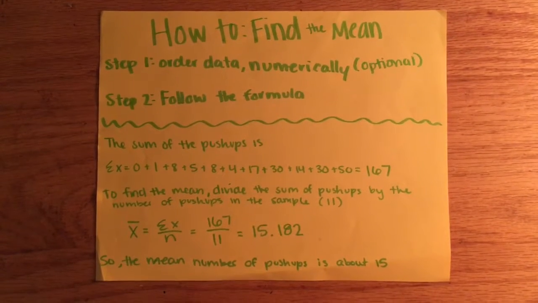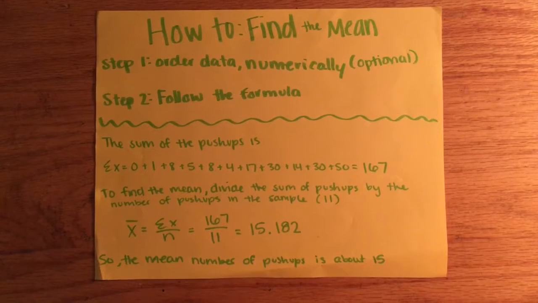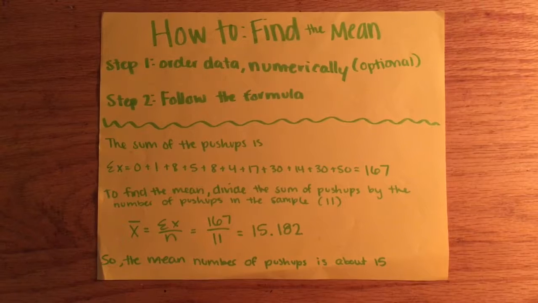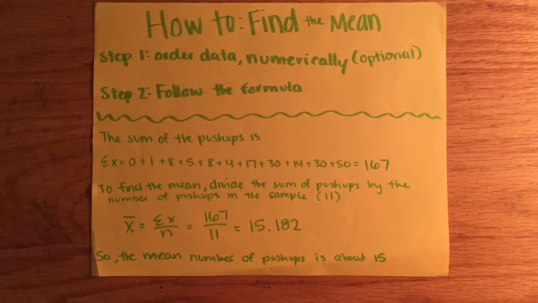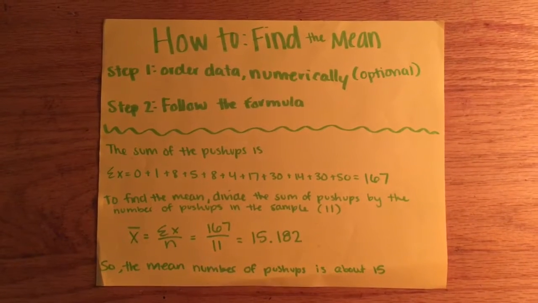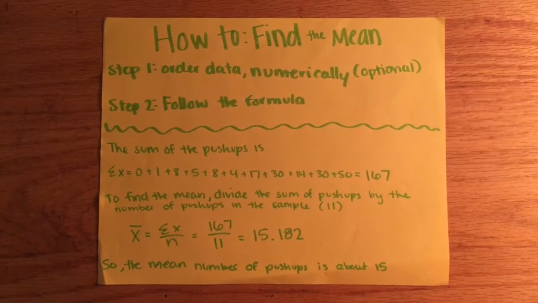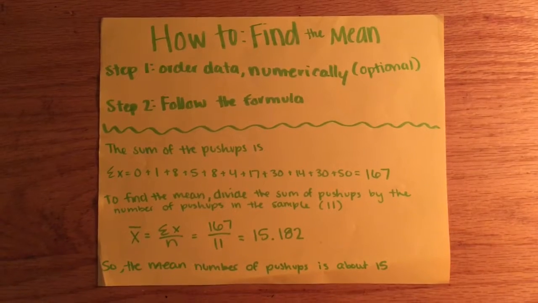The sum of the push-ups is 0 plus 1 plus 8 plus 5 plus 8 plus 4 plus 17 plus 30 plus 14 plus 30 plus 50, which equals 167. To find the mean, divide the sum of push-ups by the number of push-ups in the sample. When you divide 167 by 11, you get 15.182. So the mean number of push-ups is about 15.